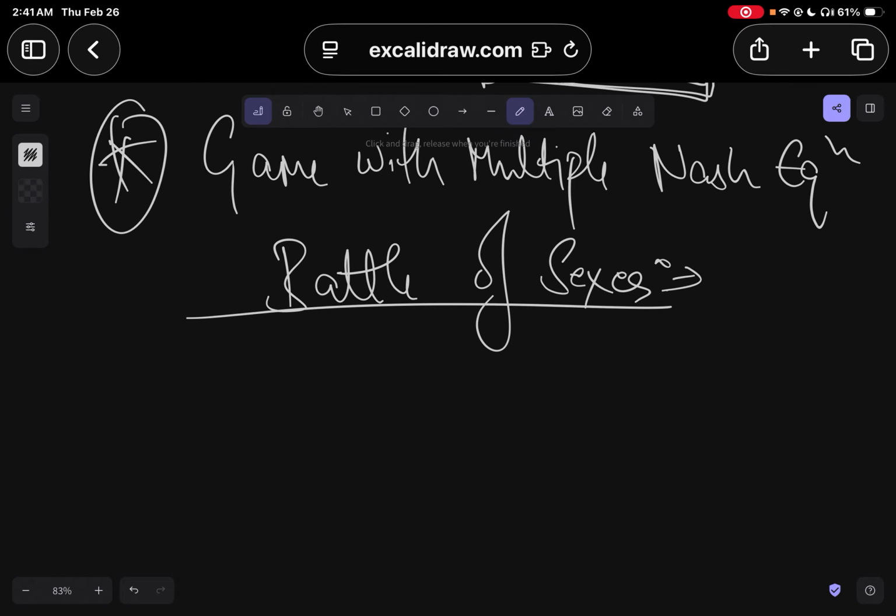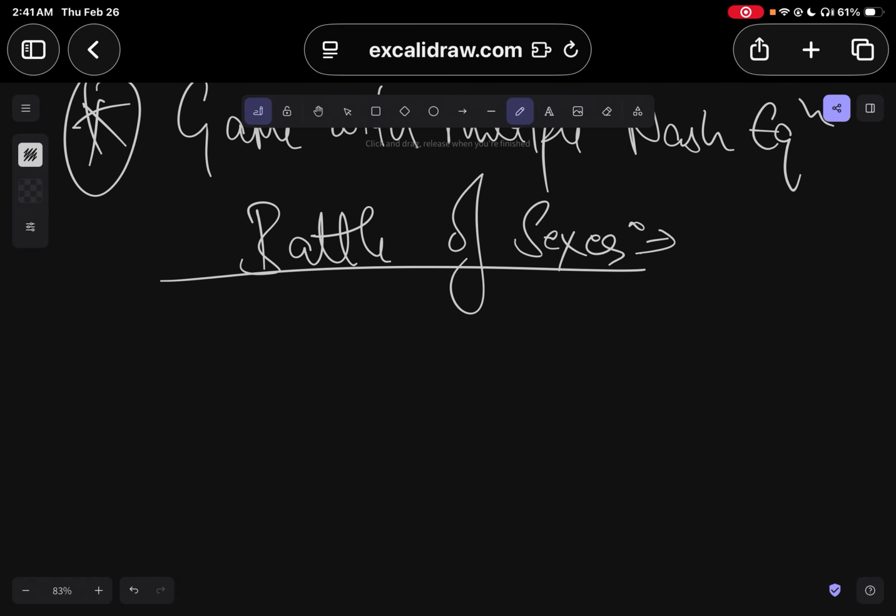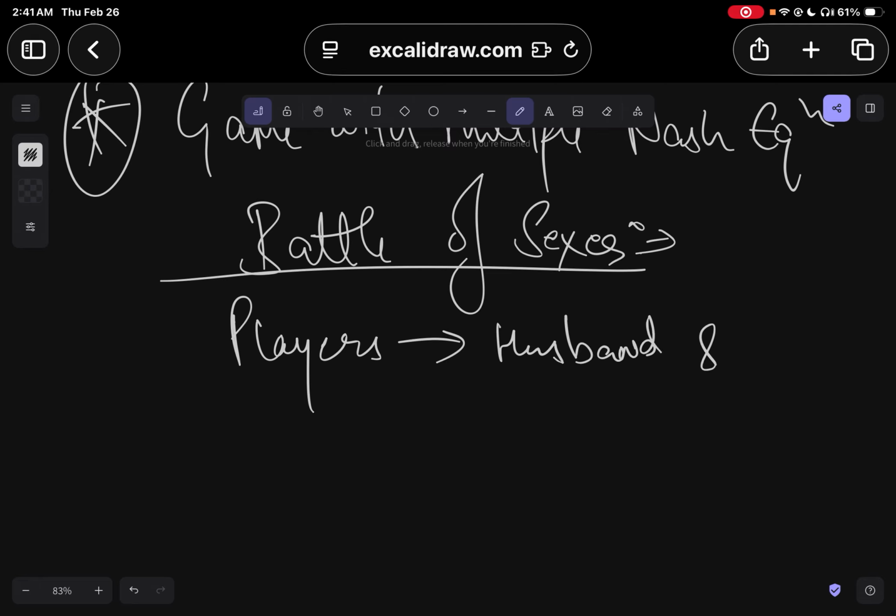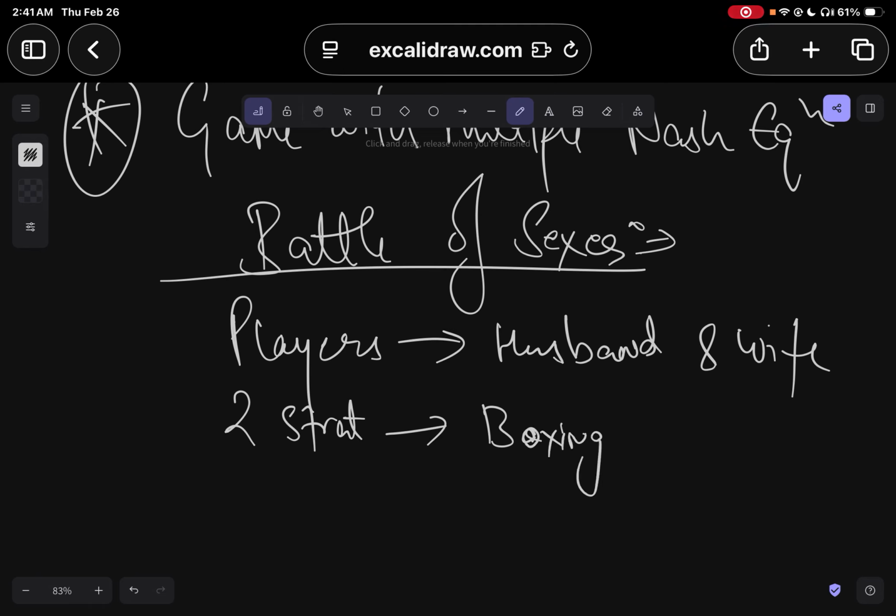So the players are husband and wife. There are two strategies: boxing match or ballet.